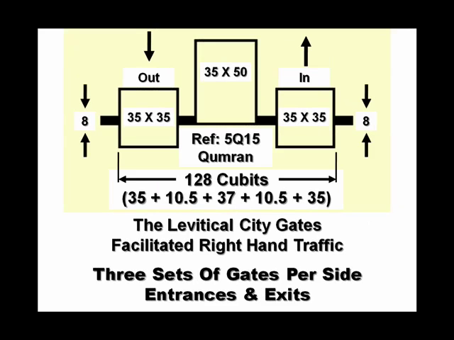The Levitical city gates facilitated right-hand traffic. There are 3 sets of gates per side, entrances and exits. So in 5Q15 of the Qumran writings, we have a 35 by 35 cubit outer gate and a 35 by 50 center gate. The wall being 8 cubits thick, a total of 128 cubits per triple gate: 35 plus 10.5 plus 37 plus 10.5 plus 35 measures 128 cubits.